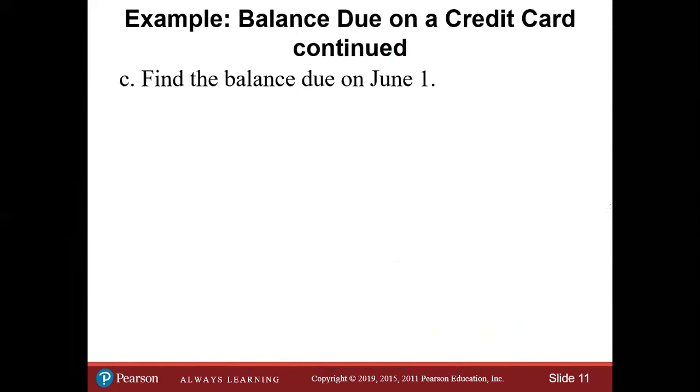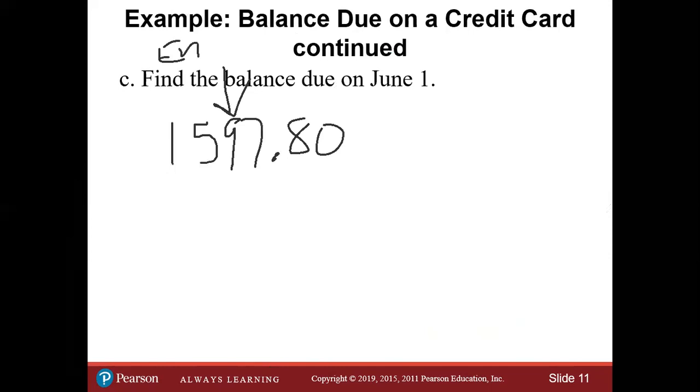Find the balance due on June 1st. That is the unpaid balance on May 31st plus the interest. Okay, so the balance on May 31st, that last unpaid balance, was $1,597.80. That is the end balance for May.